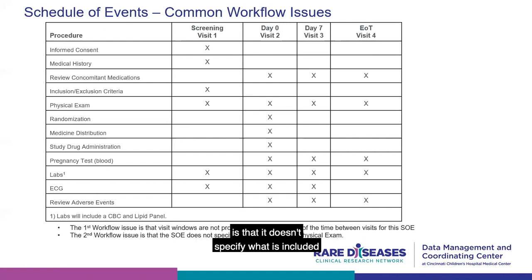The other issue in this example is that it doesn't specify what is included in a physical exam. Sometimes people consider vitals, height, and weight to be part of the exam. Sometimes studies use a complete exam and an abbreviated exam. So what's the difference between the two types?